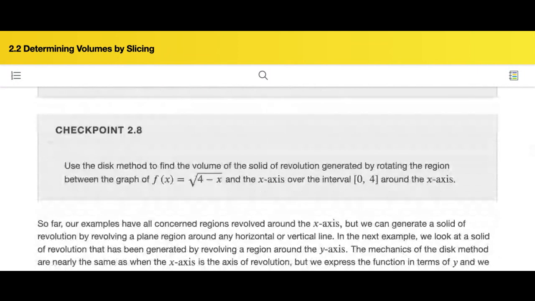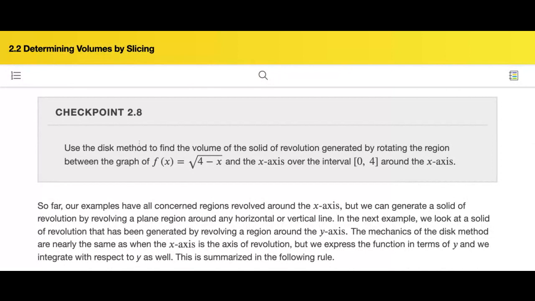Okay, I'd like you to try this one. I give you 5 minutes. Everyone try this one, 2.8, right? Now the function given is the square root of 4 minus x, and the interval is from 0 to 4, right? So the domain of x is from negative infinity up to 4. So here we want to find the volume of the object from rotating this piece from 0 to 4 over the x-axis. Okay, try this.